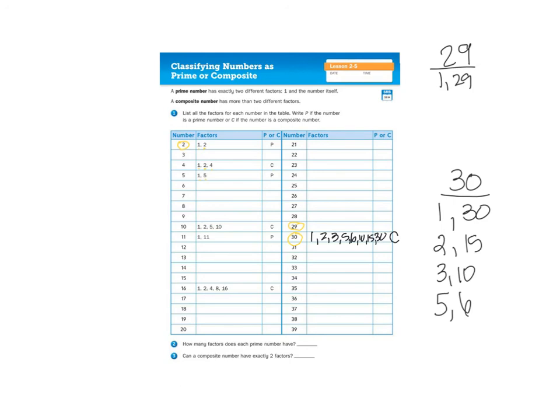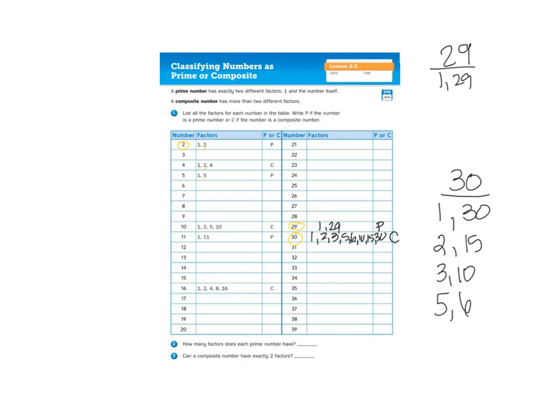5 doesn't work because it doesn't end in 5 or 0. Oops, I skipped 4. 4 times 7 is 28, so that's not going to work. Then 6. 6 times 5 is 30, so that's not going to work. 7, I already talked about 7 times 4, so that one only has 1 and 29. That means this is a prime number.